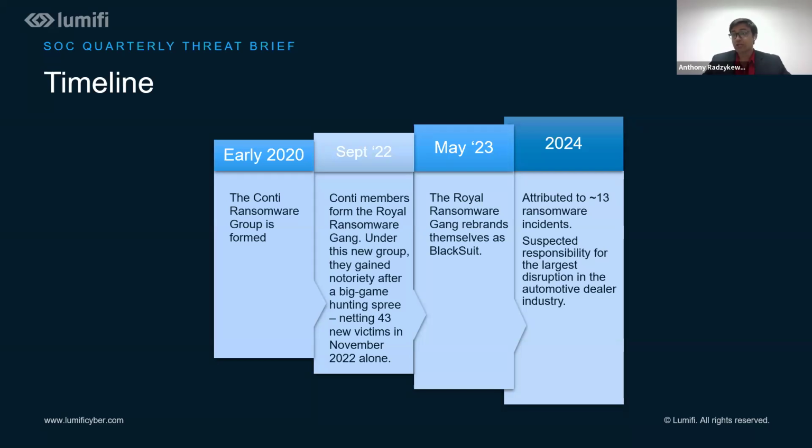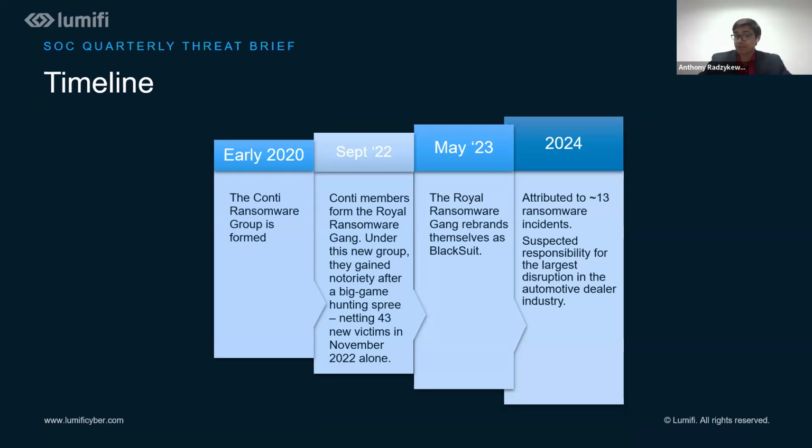Now, they really gained their notoriety by getting 43 new victims just in November of that year. I mean, to me, that's massive, right? They're very, very, very busy. Now, in May of 23, they simply rebranded. That's all it was. They're still the Royal Ransomware Gang, but they decided, you know what, let's change our name, because there were some implications and some fighting going on, and legal implications as well. We'll just change our name to avoid all of this nonsense. And so now they're known as Blacksuit.